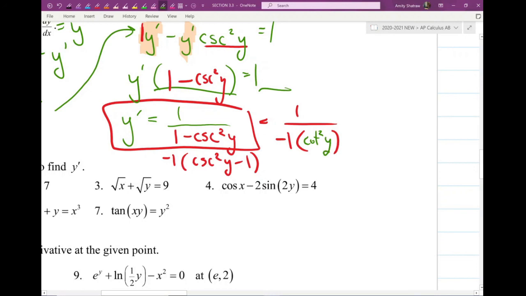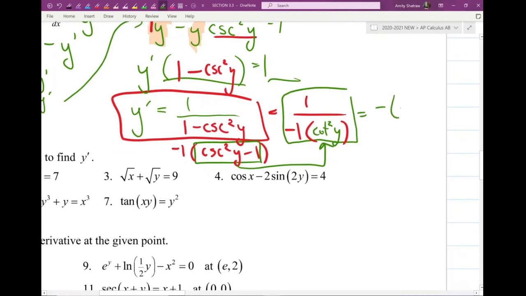And if you're like, oh, I don't know those identities, don't worry about it. This is another one of those where if you can't match your answer on the AP exam, if this was multiple choice, then you just make your best guess and move on, because the next substitution will be even harder for you. 1 over cotangent squared y is basically the same thing as the tangent of y. So this is negative tangent squared y as my final answer. Those are their cute substitution tricks.